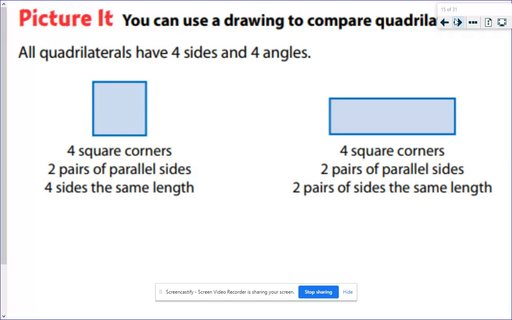We can use drawing to compare quadrilaterals. All quadrilaterals have four sides and four angles. So these attributes: has four square corners, has two pairs of parallel sides, has four sides that are the same length. That's a pair of parallel sides, and that's another pair. That means they have to be opposite from each other. And the quadrilateral that has all of these characteristics or attributes is a square.